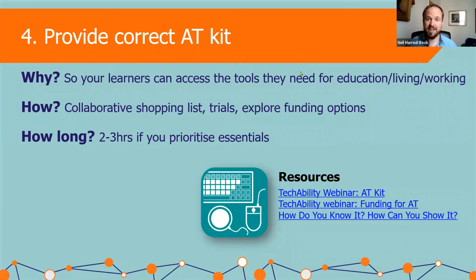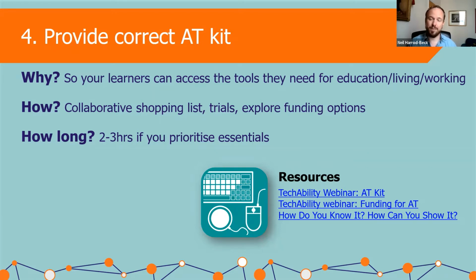Of course, we've assessed the learner, we've got our staff, we're looking at training, and what we need is the equipment. We need the tools so they can access these in education, living, working. So we want to look at a collaborative shopping list. That means bringing in all the stakeholders who are involved. Do you want to talk to your speech and language therapists? Do you want to talk to your educational team? Do you want to talk to the students themselves? All of these should be yes. And if you can explore trials with some of the AT companies, that's really useful as well. We've expanded these in the resources below.